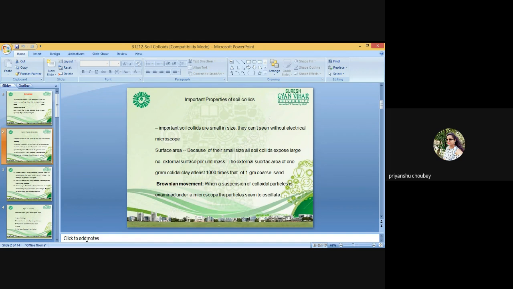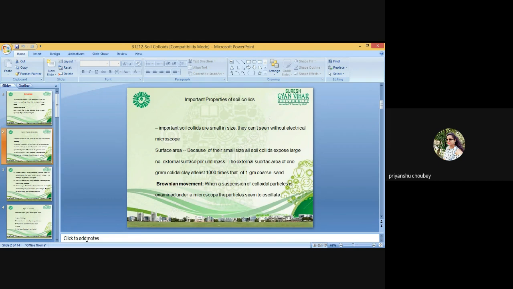So with high specific surface, soil colloids are at the same time lyophilic, because of their hydration tendency, and lyophobic, because of their sensitivity towards electrolytes.